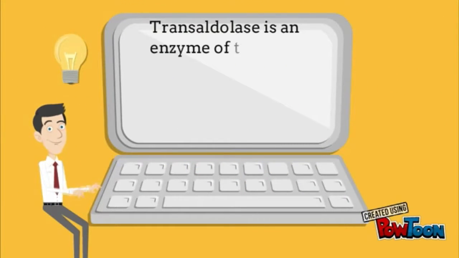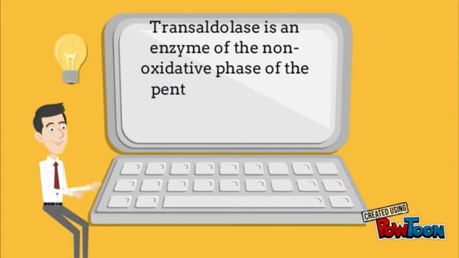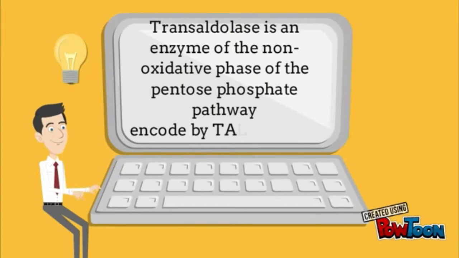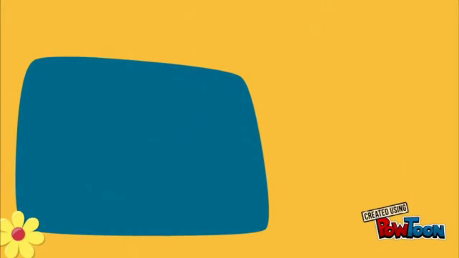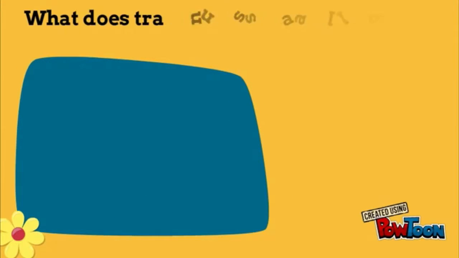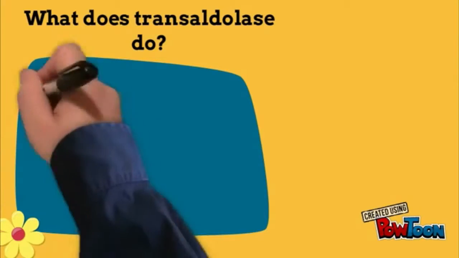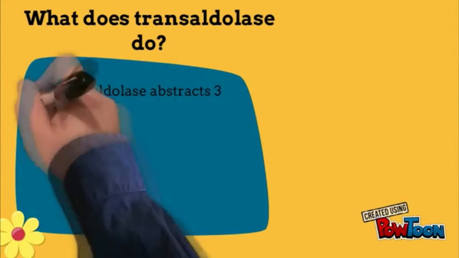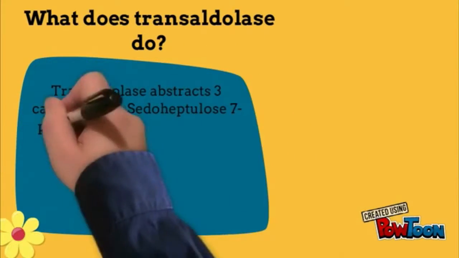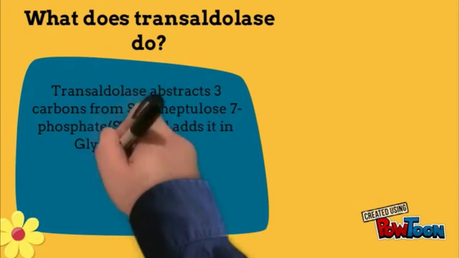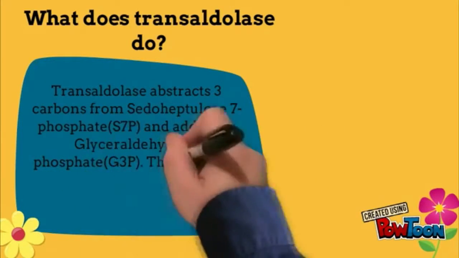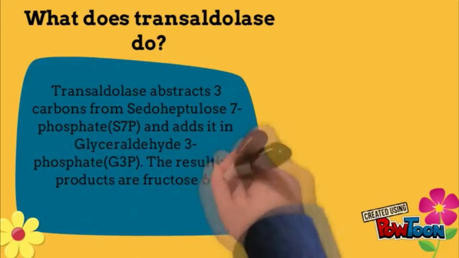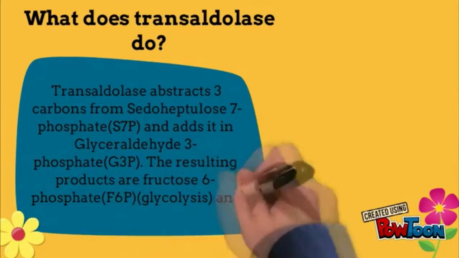Transaldolase is an enzyme of the non-oxidative phase of the pentose phosphate pathway. It is encoded by the TALDO1 gene. What does transaldolase do? Transaldolase abstracts 3 carbons from sedoheptulose 7-phosphate and adds them to glyceraldehyde 3-phosphate. The resulting products are fructose 6-phosphate and erythrose 4-phosphate.